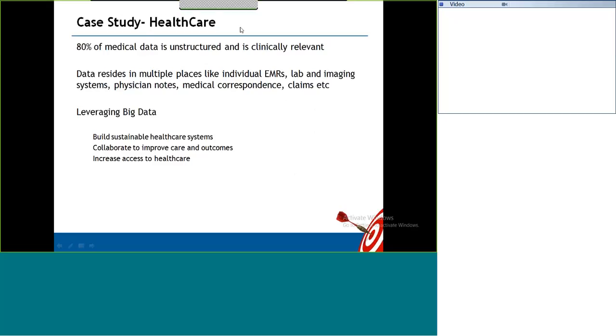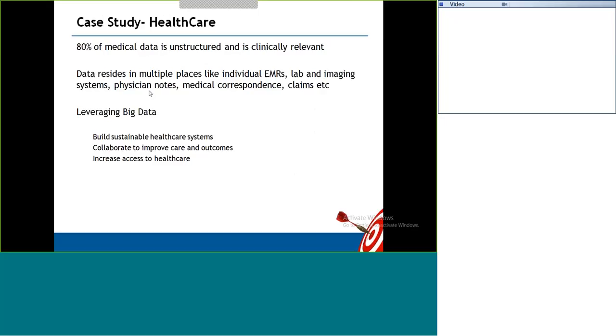Okay, so when you take a case study on healthcare, 80% of medical data is unstructured and clinically relevant. Data resides in multiple places like individual EMRs, lab and imaging systems, physician notes, medical correspondence, and claims. When you analyze this data, gathered from different sources like this, and put it in one system, you can come up with very good decisions, maybe for diagnosis or prescribing correct medicines to the patients.